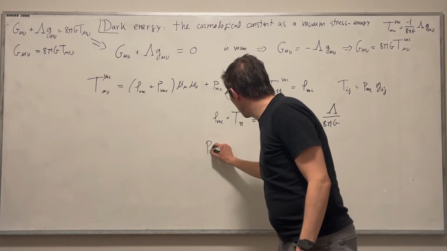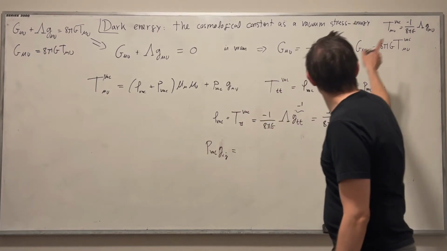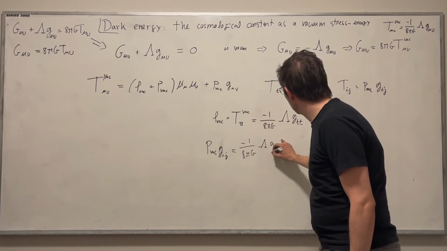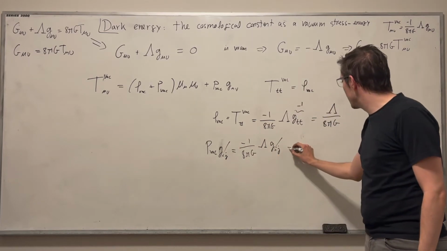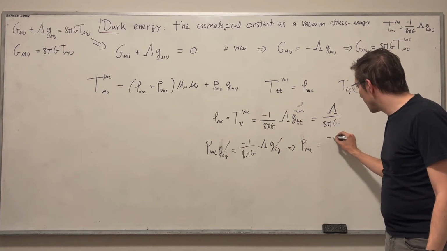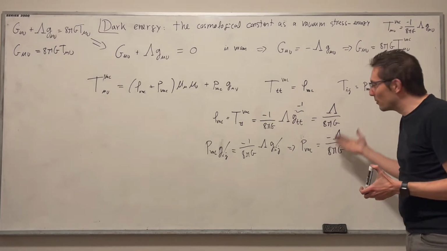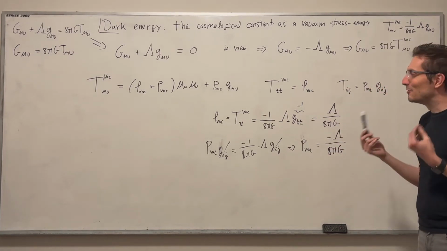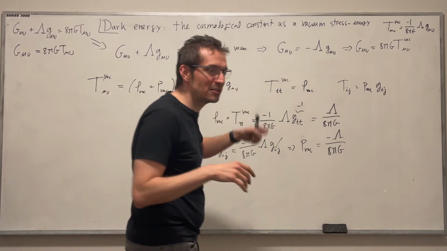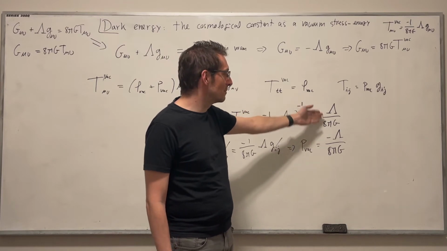Well, P vac g ij would be equal to, and I write that, minus 1 over 8 pi G lambda g ij. g ij cancels, and I get that the pressure of this vacuum, if you want, would be minus lambda over 8 pi G. Now, if lambda is positive, we have a problem. This fluid is funny, isn't it? The fluid that generates a cosmological constant, this accelerated expansion of the universe, if it's positive, happens to be problematic no matter what. If the cosmological constant is positive, the energy density is positive, but the pressure is negative.